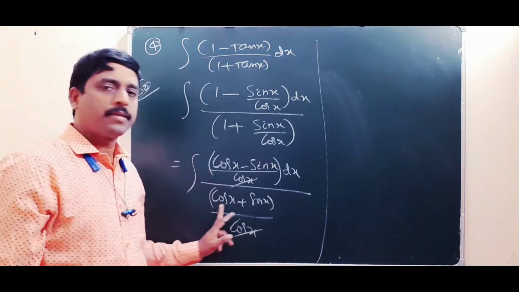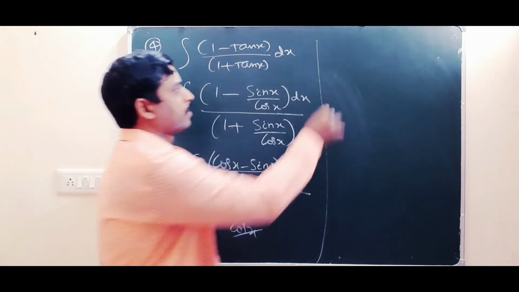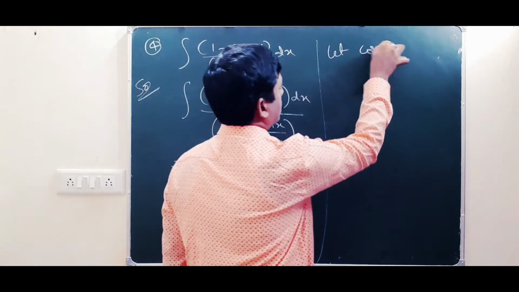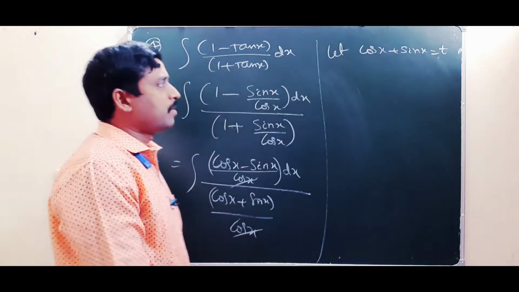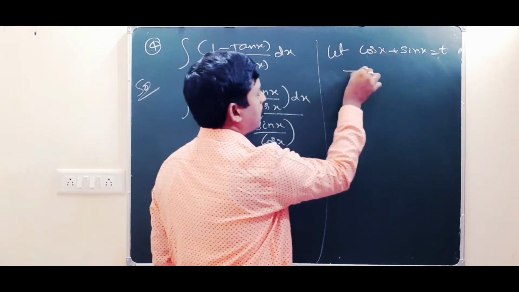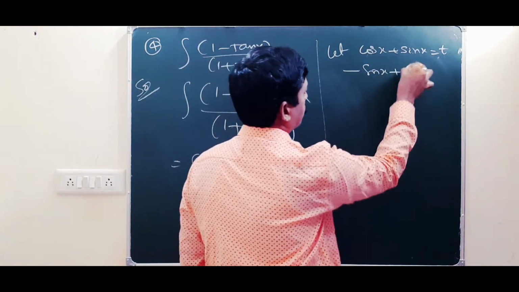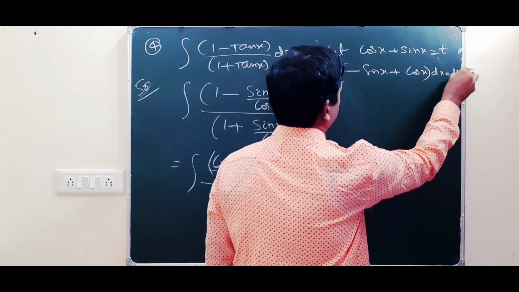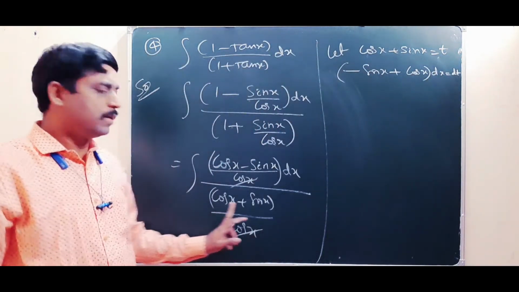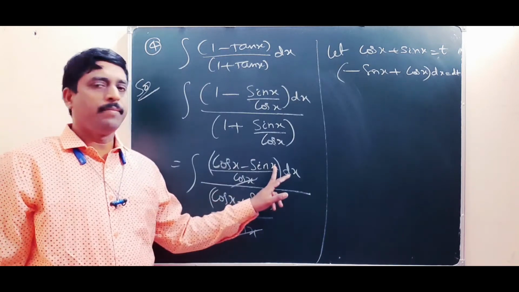So let us take cos x plus sin x equal to t. Now take the derivative on both sides. The derivative of cos x is minus sin x. Differentiation of sin x, we have cos x. So cos x minus sin x dx is equal to dt. If the denominator is t, then the numerator will be dt.